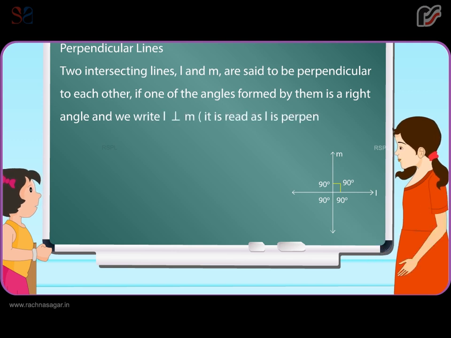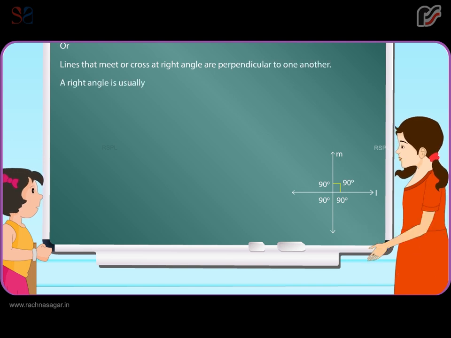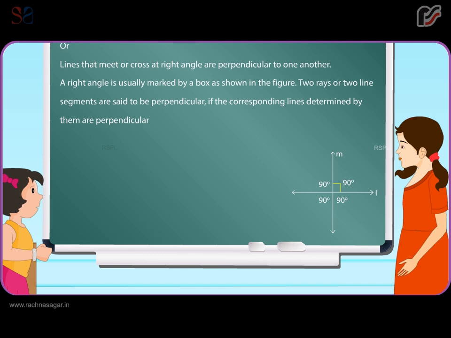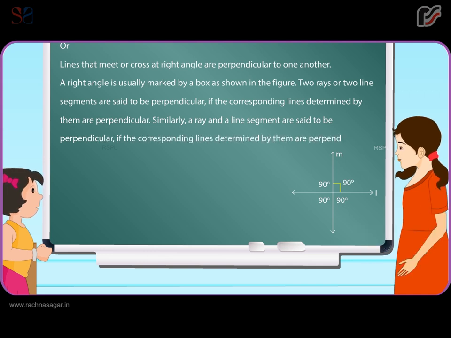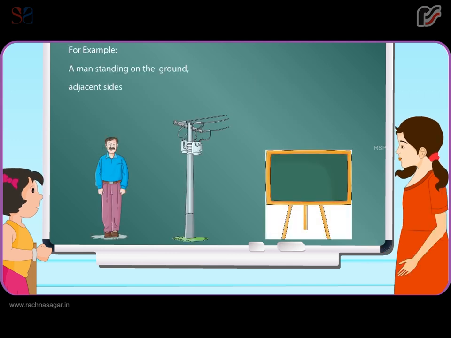It is read as L is perpendicular to M, or lines that meet to cross at right angle are called perpendicular to one another. A right angle is usually marked by a box as shown in the figure. Two rays or two line segments are said to be perpendicular if the corresponding lines determined by them are perpendicular. Similarly, a ray and a line segment are said to be perpendicular if the corresponding lines determined by them are perpendicular. For example, a man standing on the ground, adjacent sides of a blackboard, electric poles show perpendicular lines.